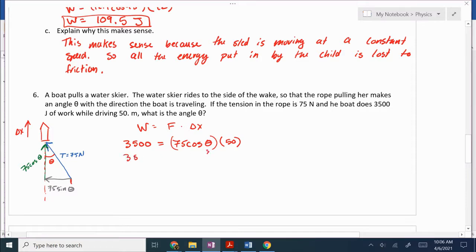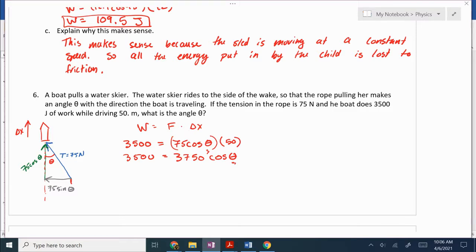To solve this, remember with multiplication it doesn't matter the order in which we do it. So we can take the 75 and multiply by 50. 75 times 50 is going to give us 3,750, units of joules, but it doesn't really matter. Again, we're trying to find theta, so you've got to get theta all by itself. So you're going to divide by the 3,750, giving 3,500 divided by 3,750.